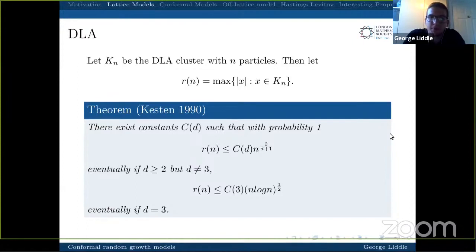Sorry, I think Amanda is right. I think it was on IDLA. Yeah, it was on internal diffusion.